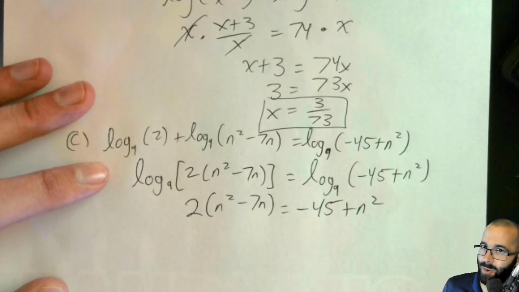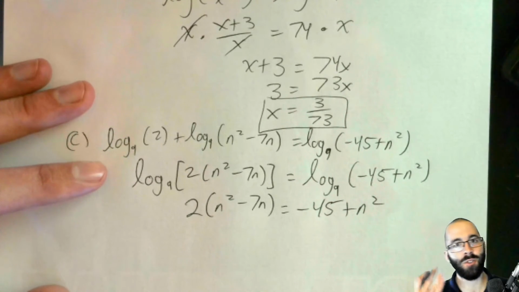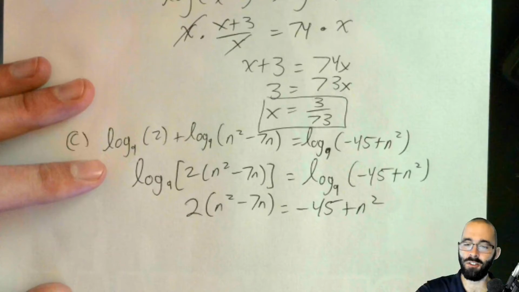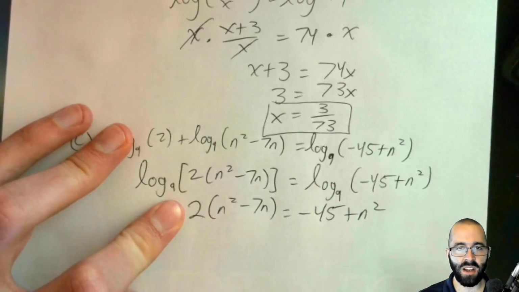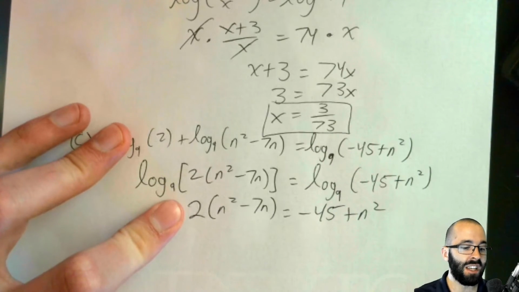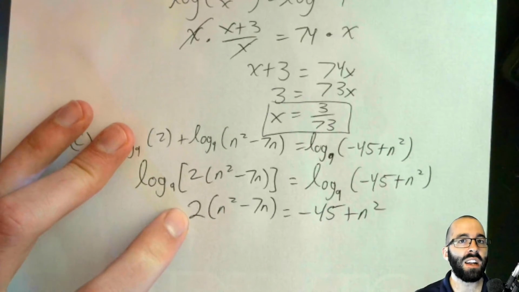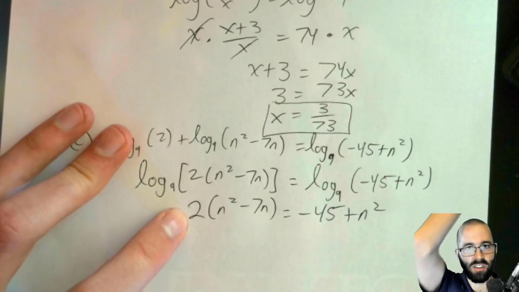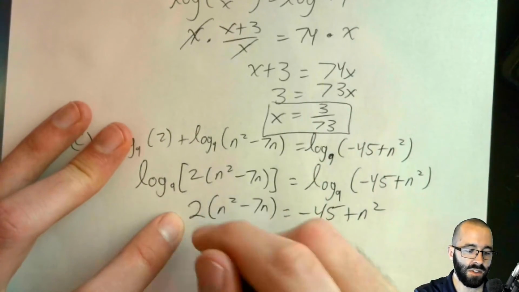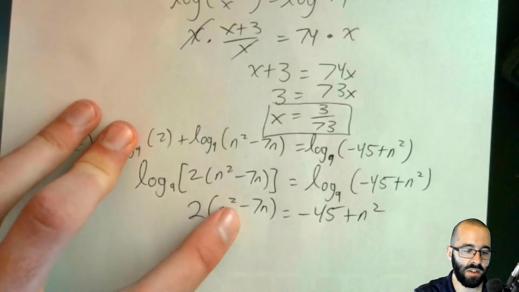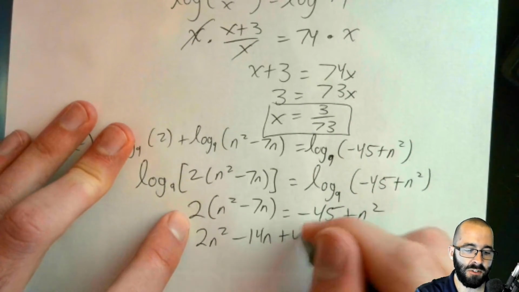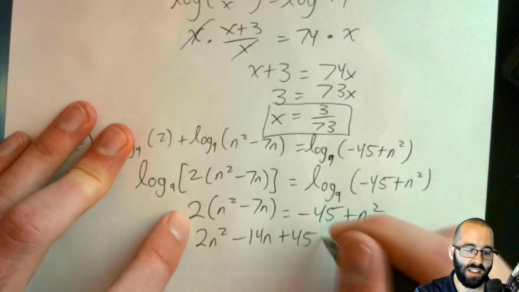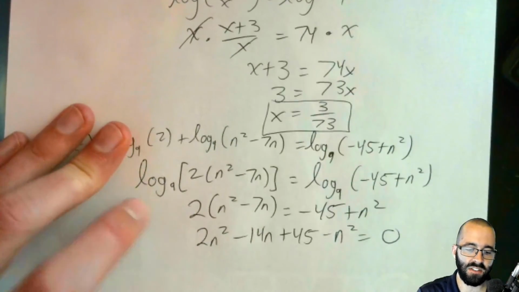It's a quadratic equation. So you're going to have to use your quadratic formula, complete the square, factoring, break out everything. Let's get everything on the same side. Linear equations, you get the x's by itself. Quadratic equations, you get everything over to the same side. So if we distribute this, we get 2n squared minus 14n. We need to add the 45 over, and we need to subtract the n squared over. Now there's nothing left on the right.